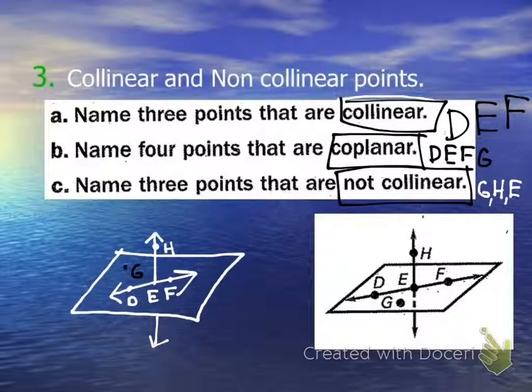Are there other possible answers for part C? Yeah, a lot of those are non-collinear. Like you could do D, E, H, or F, E, G, or a bunch of combinations. Basically, just not D, E, F. Questions?